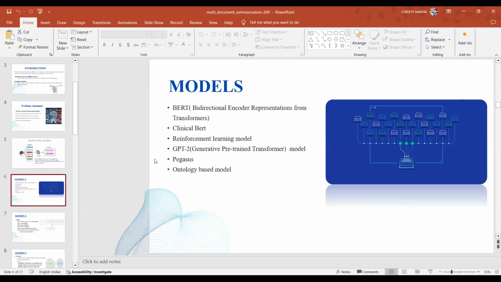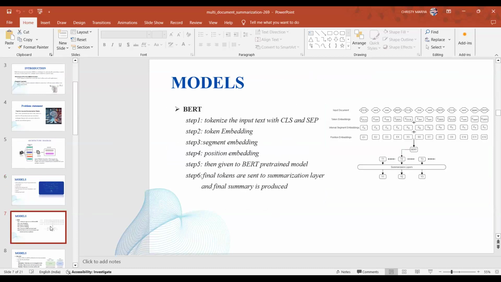These are the models that we use for summarization evaluation: BERT, then Clinical BERT, which is mainly for clinical documents, then reinforcement learning, GPT, Pegasus, and ontology. We'll move to the individual explanation of each model. First is the BERT model.